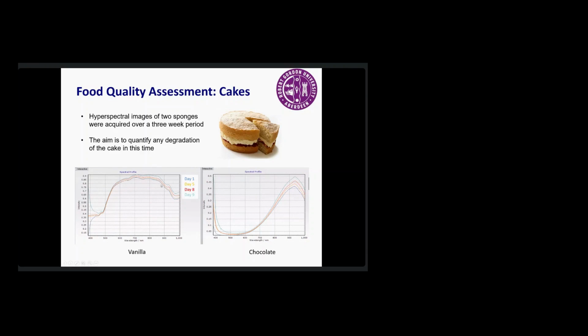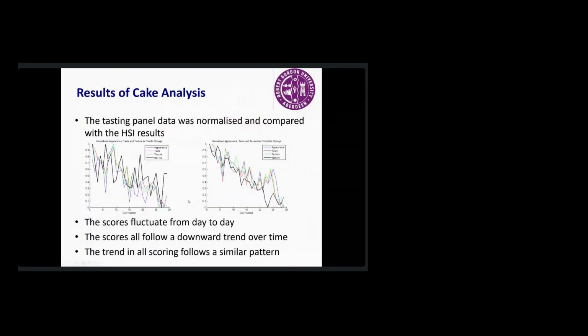For example, this is the spectra. They show spectra from day 1, day 5, day 8, day 9, after the cakes were baked. And then we show the result from the chocolate cake and also from the vanilla cake. The spectra are from nearly 380 nanometers to 1000 nanometers. That's visible to near infrared. It's not a very high quality spectral camera. And this is the result.